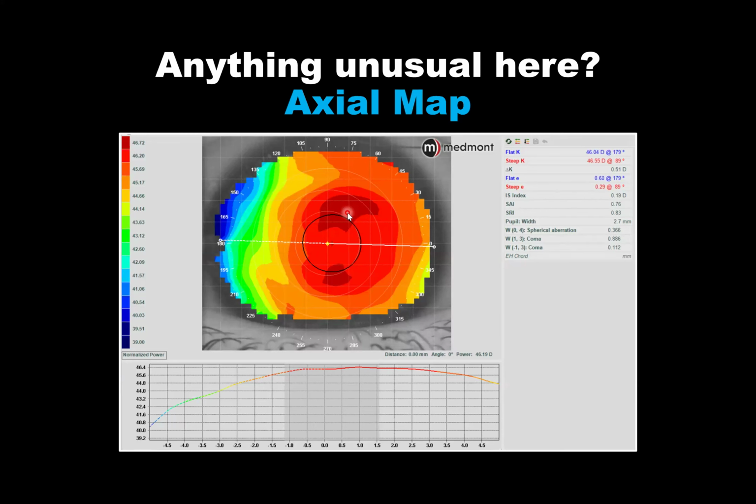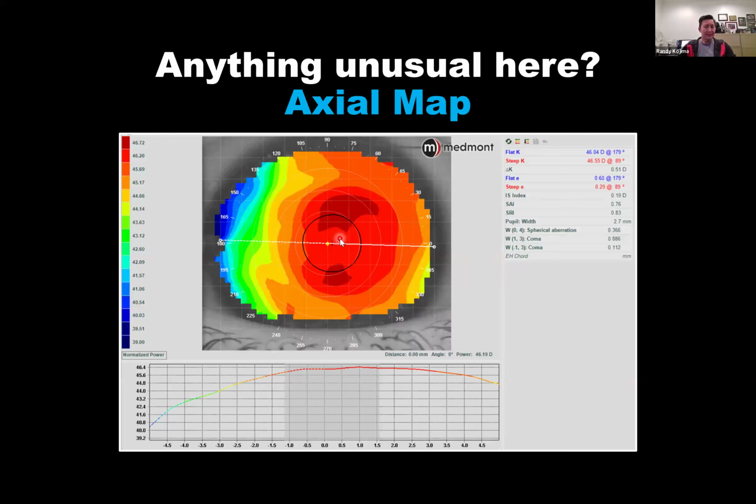Vemos en este caso los dos meridianos, el vertical quizás un poco más curvo, el horizontal quizás un poco más plano. Vemos que hay una diferencia de poder dióptrico de un meridiano a otro y que tenemos un poco de astigmatismo en esa área.